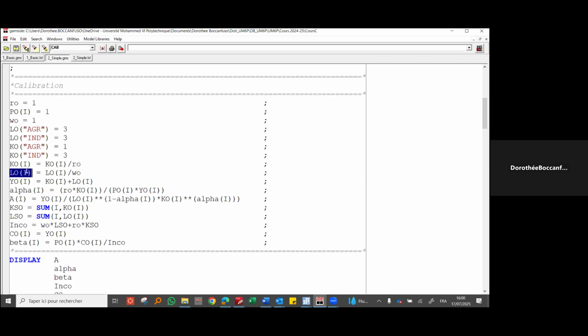You have the same for the labor, and here, as the price is equal to 1, the price of the production is equal to 1. KO is expressed now in volume because the price is equal to 1. Then here you have the value of the production is equal to the cost of the production. And it's one of our equations.